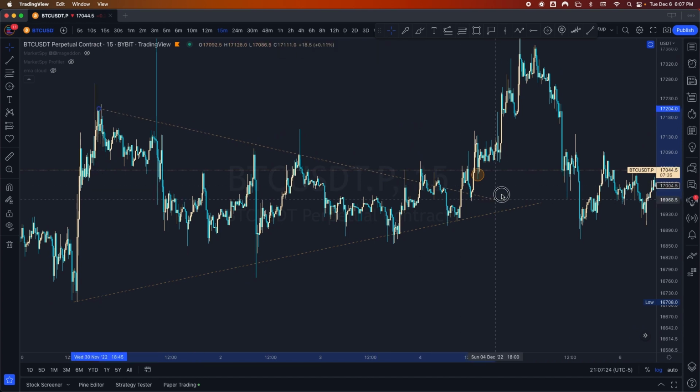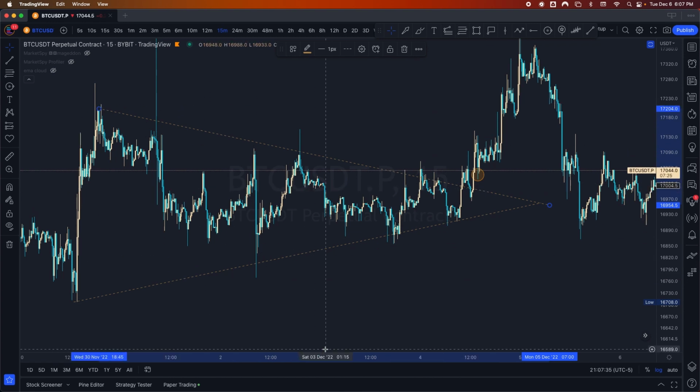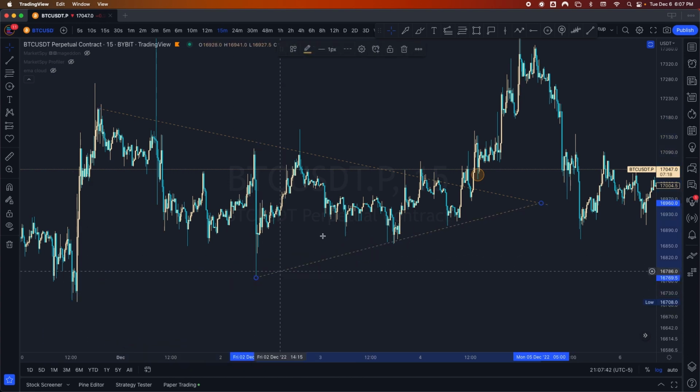You can make a bigger triangle like this, but again, okay, you got 1, 2, 3, 4, 5. You got 5 touches, a big triangle. It works. It's fair, right? Or what makes more sense to you?